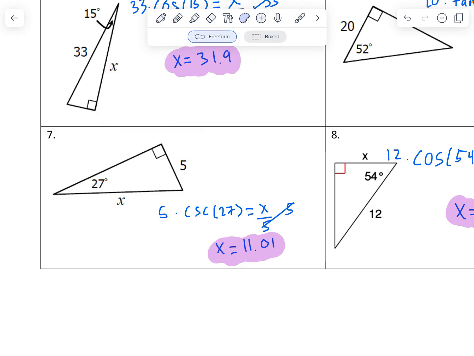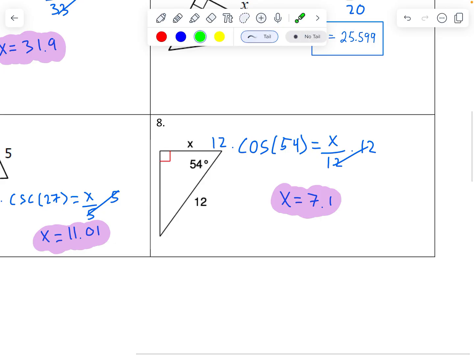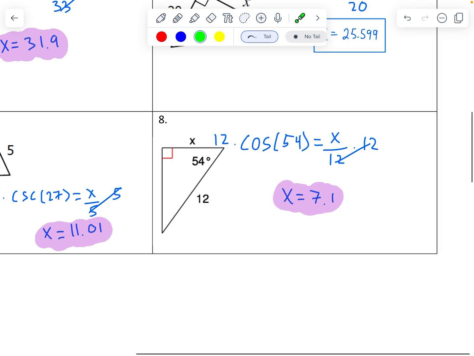Same algebra from an earlier problem. And then on number 8, we have this angle, the adjacent, and the hypotenuse. So cosine of 54 degrees is adjacent over the hypotenuse. Multiply both sides by 12.